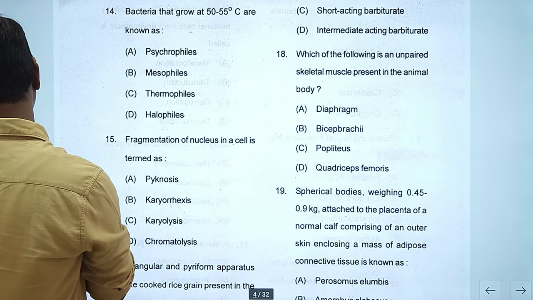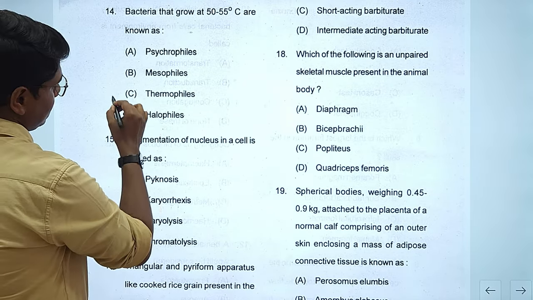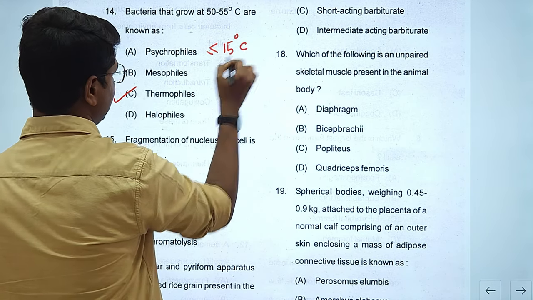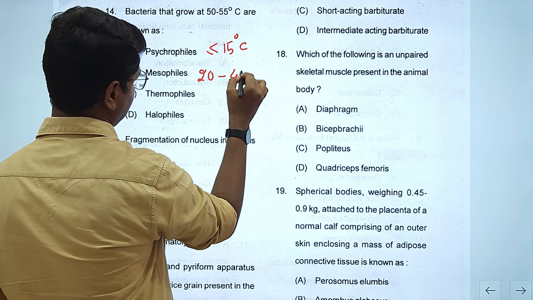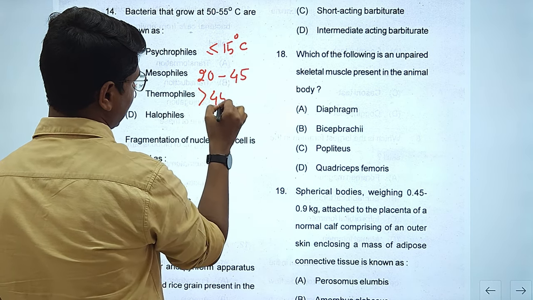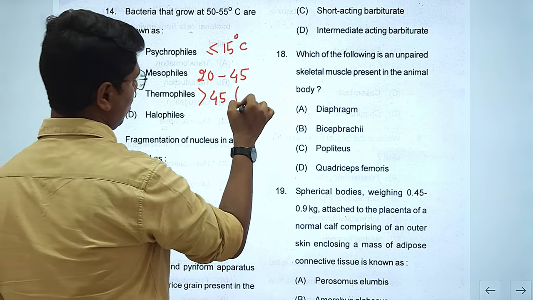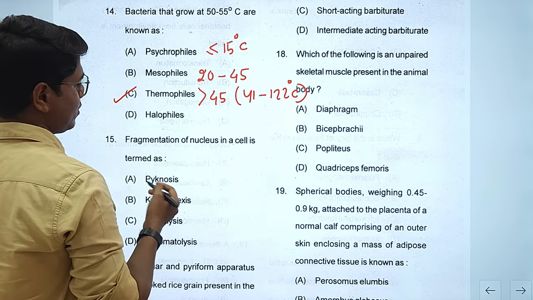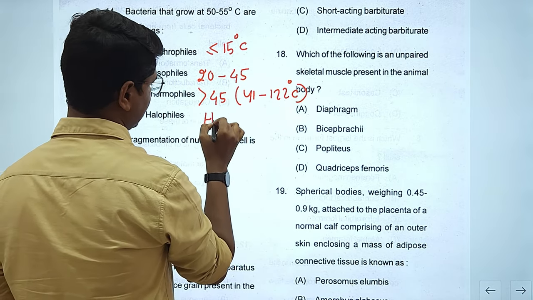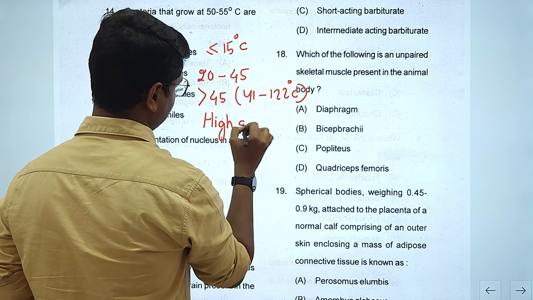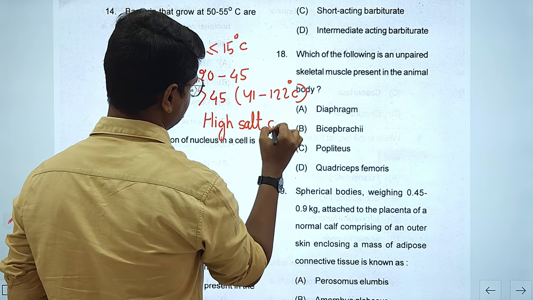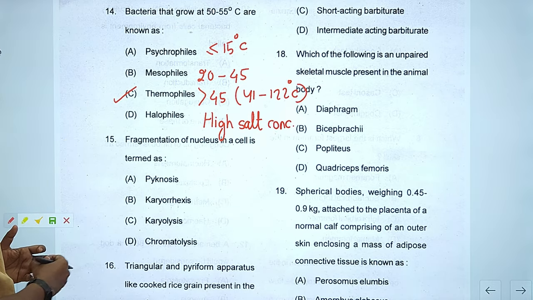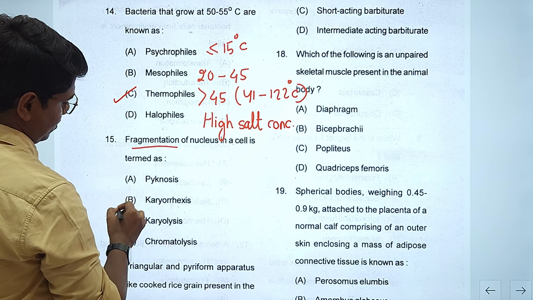Next, number 14. Bacteria that grow at 50 to 55 degrees Celsius are thermophiles. Psychrophiles thrive at less than or equal to 15 degrees Celsius. Mesophiles, 20 to 45. Thermophiles, more than 45. In some articles on Google, you may find the temperature range of 41 to 122 degrees Celsius. Halophiles are those bacteria which can thrive in high salt concentration.